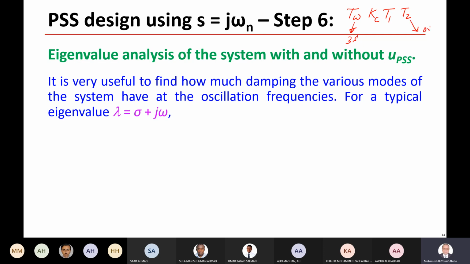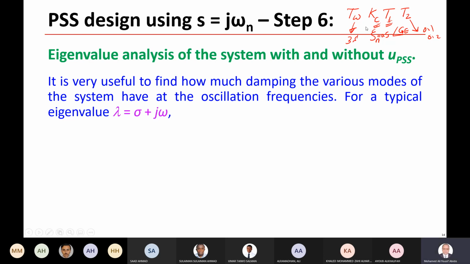T2, you also select it equal to 0.1 or 0.2 second, and you can calculate T1 from the angle of GE, and you can calculate KC based on your specification of zeta equal to 0.2 or 0.3 or 0.5 damping coefficient. So you have some design specification, T2 equal to this, zeta n equal to this, TW equal to this. And the two parameters that we need to find out are T1 and the KC.